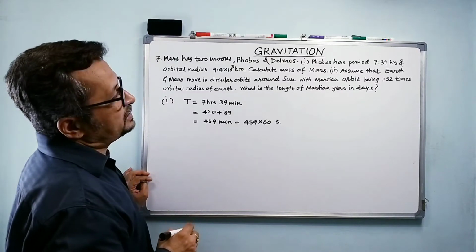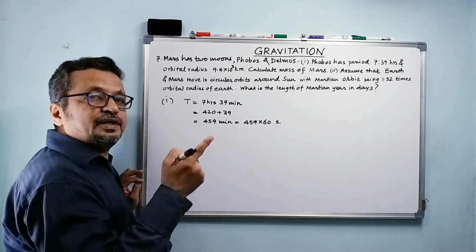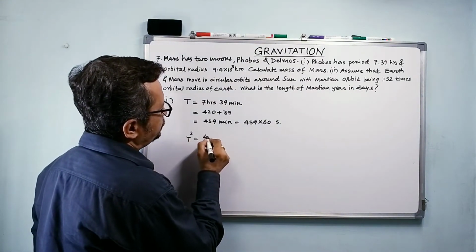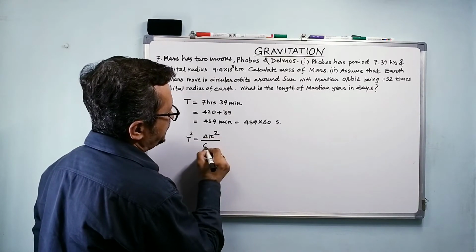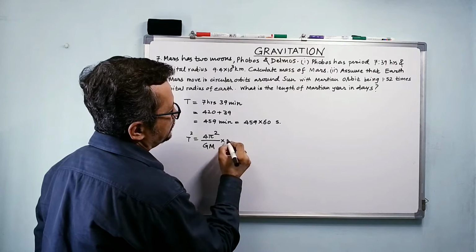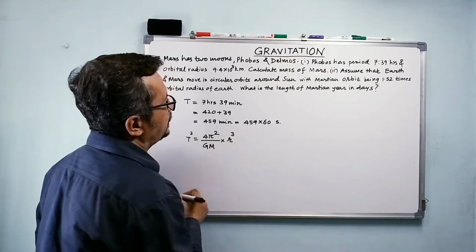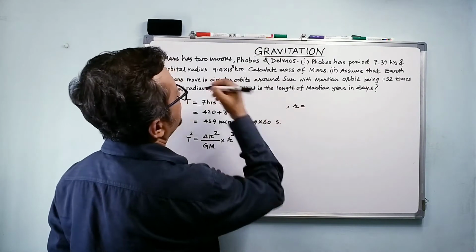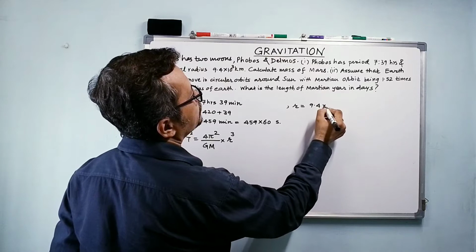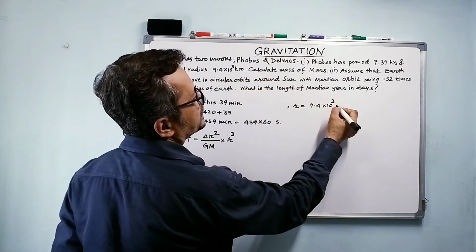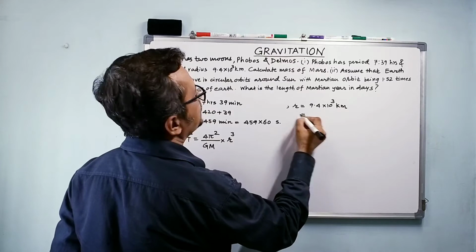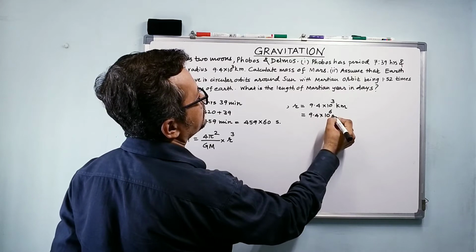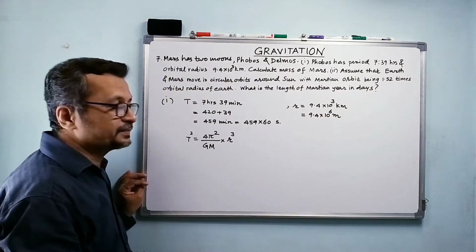Now what is the relation that we are going to use? We are going to use the relation T square is proportional to R cube, correct? So now here T square is equal to 4 pi square upon GM into R cube. Now what is my R? Orbital radius, second part of the data, that is 9.4 into 10 raised to 3 kilometer. So that is going to be equal to 9.4 into 10 raised to power 6 meter. Again SI unit.